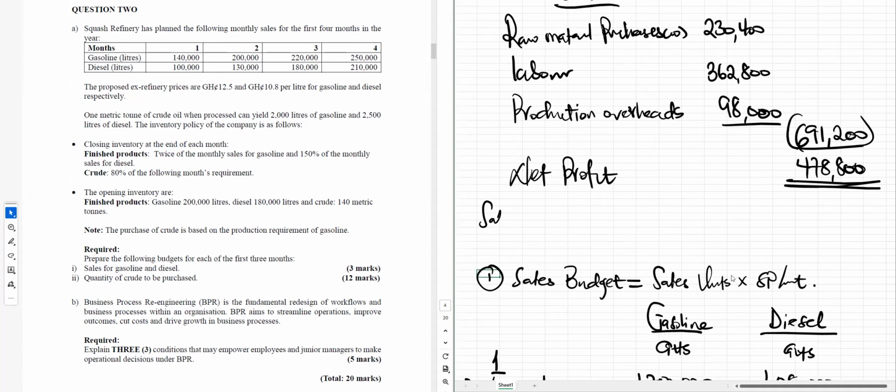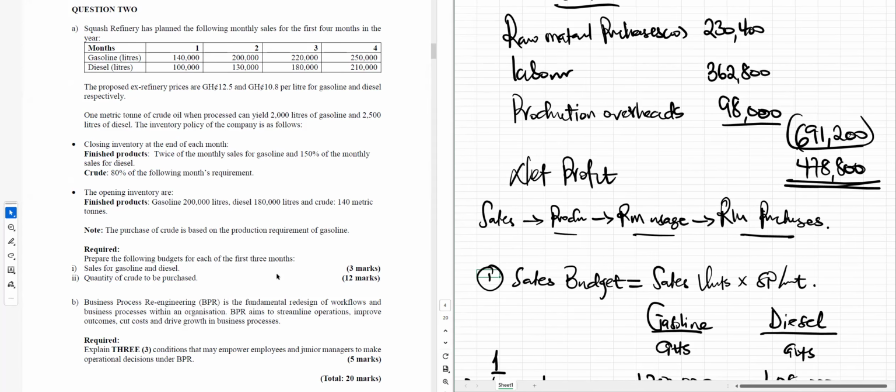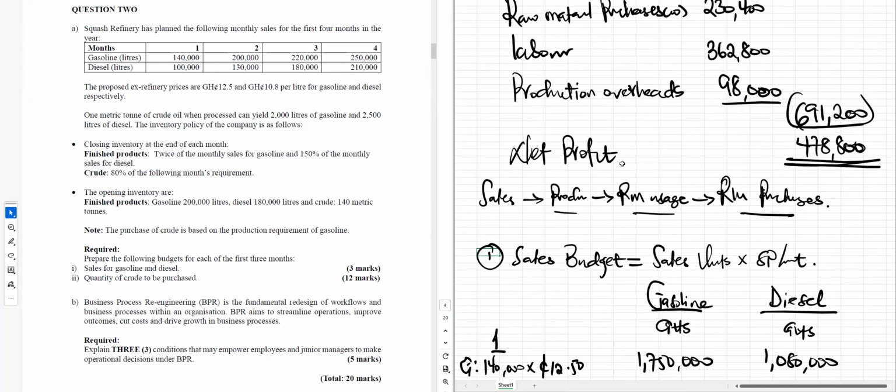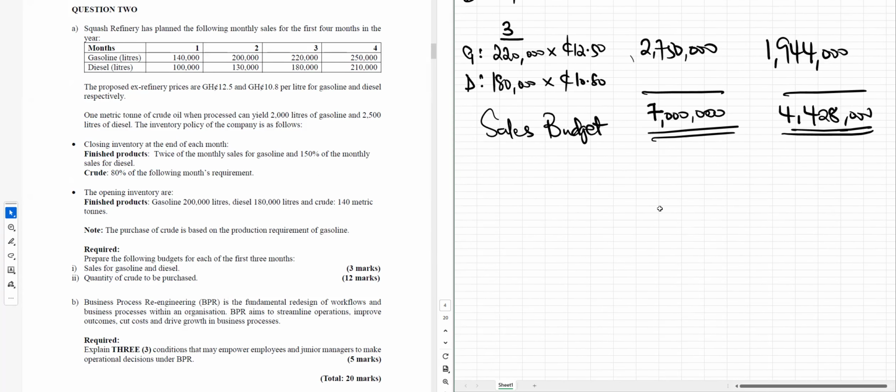So first, you have sales, then from sales to production, and from production, you need raw material usage and labor. Here we won't need labor because they are asking for the quantity to be purchased. You need usage before you can get purchases. So this is the flow, and that's what they are asking. It's good we saw this question. They've brought it before. It looks interesting.